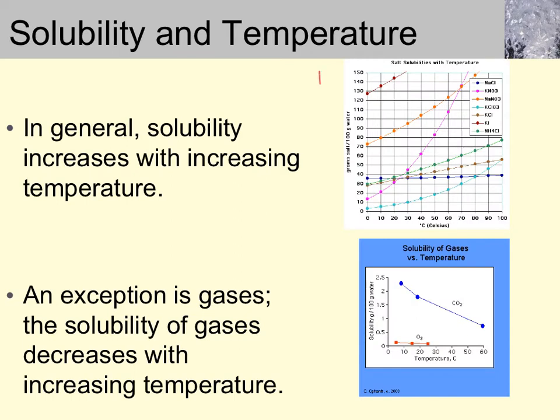So here's a typical solubility curve. Notice the units. The y-axis is grams of whatever the solute is over 100 grams of water. Those units are important. Don't forget that the denominator is 100 grams of solvent. Temperature is the x-axis. And so let's look at a couple of these for a minute.